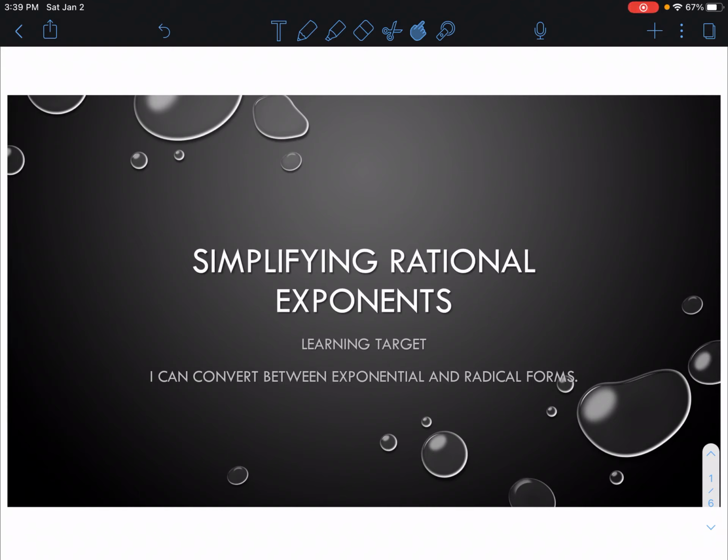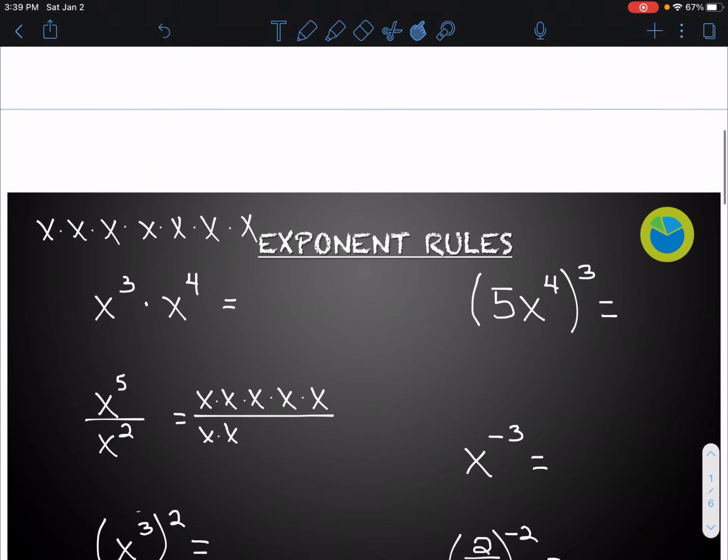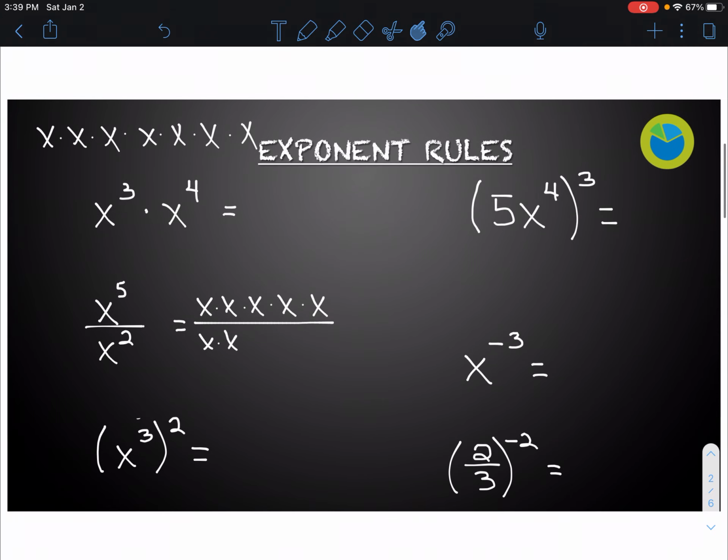Okay, so now that we know how to convert between exponential and radical forms, we're going to add simplifying rational exponents so that we can really complete this. Okay, before we do that, I want to go over some exponent rules that you'll need today.